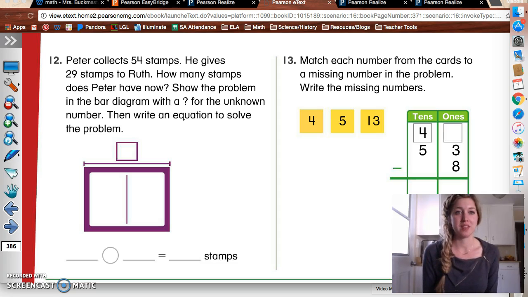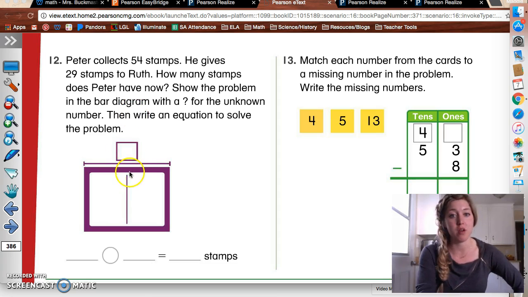Number 12. Peter collects 54 stamps. He gives 29 stamps to Ruth. How many stamps does Peter have now? Show the problem in the bar diagram with a question mark for the unknown number. Then write an equation to solve the problem. So there's a few parts to this. Peter collects 54 stamps. He gives 29 stamps to Ruth.